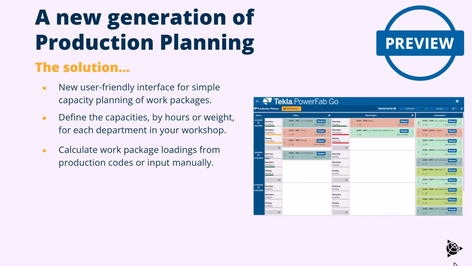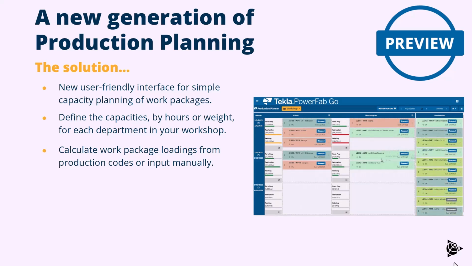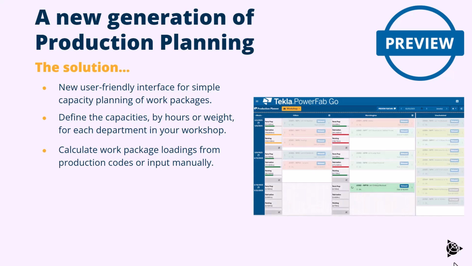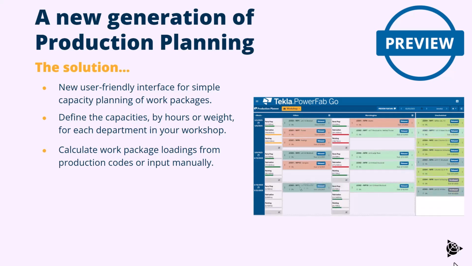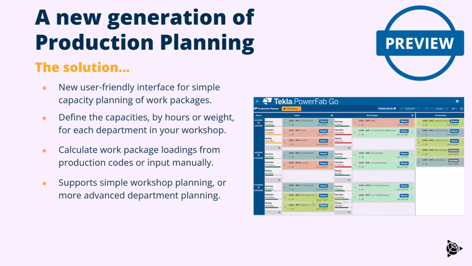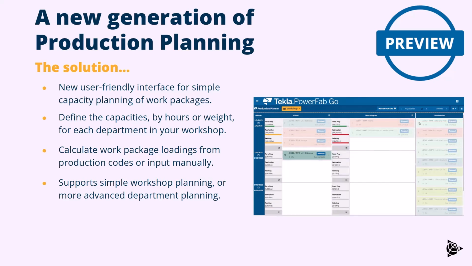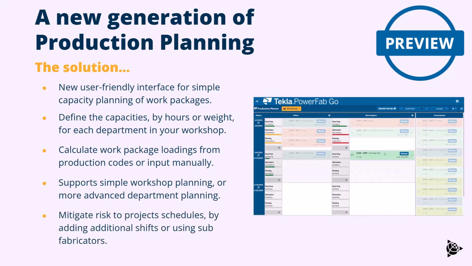We can calculate the required workload of each work package either using the production codes from the labour timings to an associated estimate, or we can simply input these manually where an estimate might not exist or they might need adjusting somewhat. And the interface supports both a really simple workshop level planning, or this can be taken down into the individual departments for a more advanced, granular level of planning.